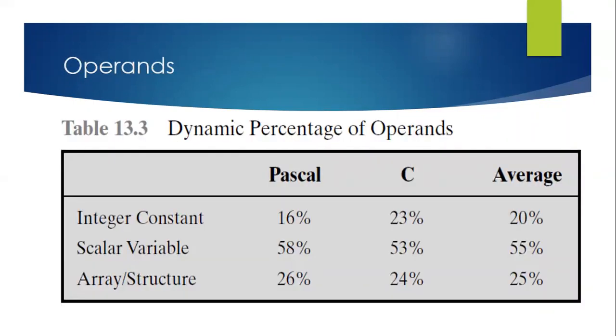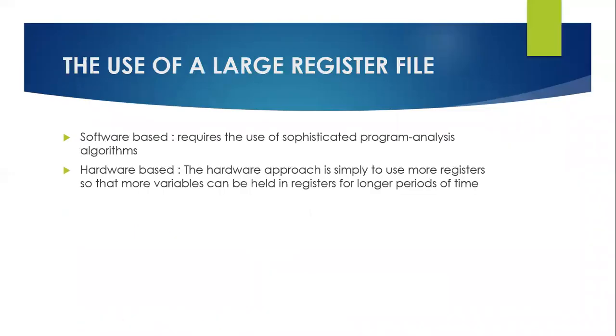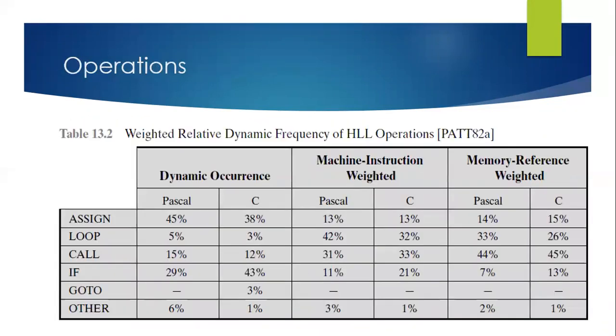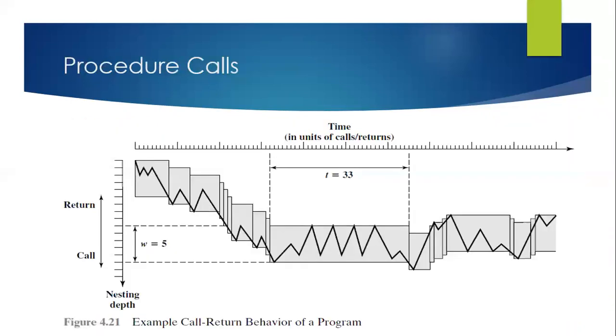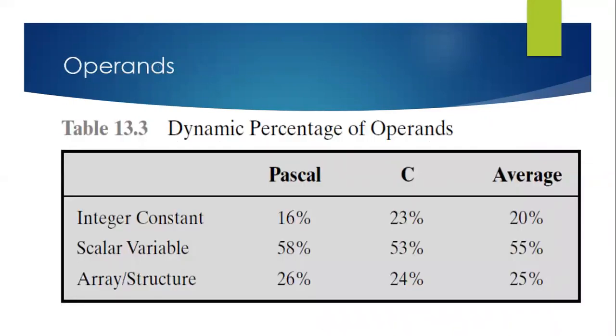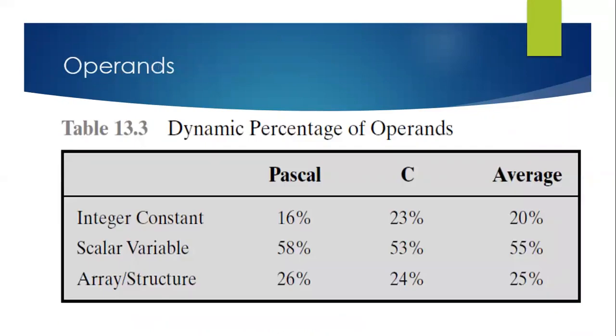Sorry about that. Actually, my key is stuck. So you can see the percentage of different kinds of operands here in this table. I will share the PPT with you so you can look at it afterwards. Depending upon this also, the design of the instruction set is dependent.